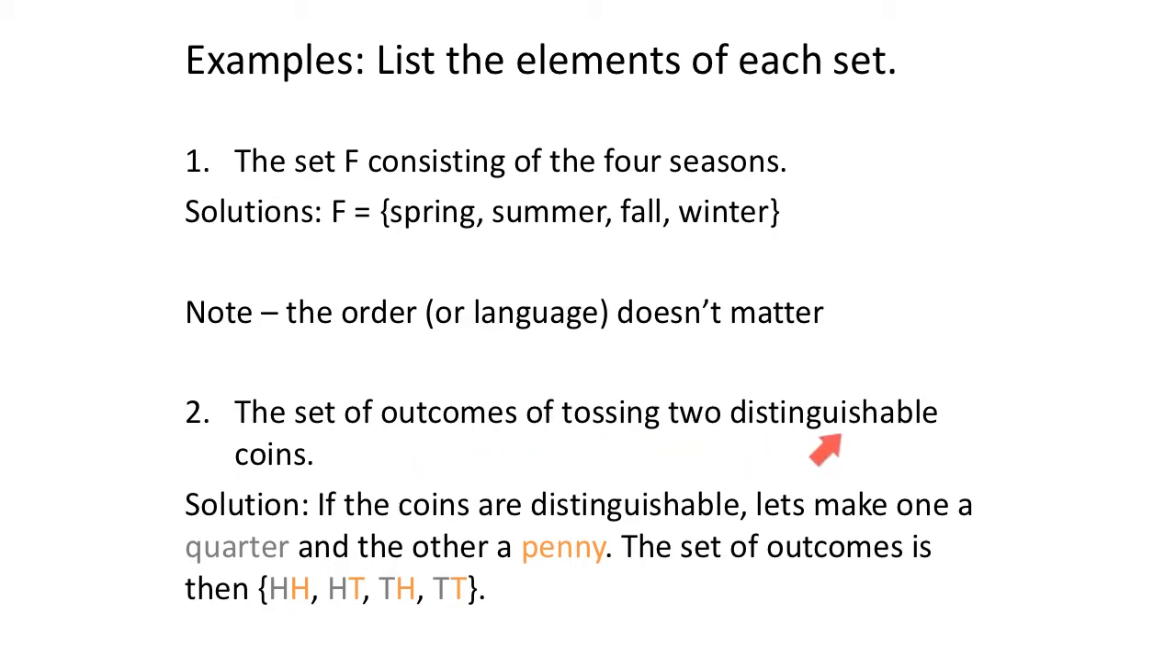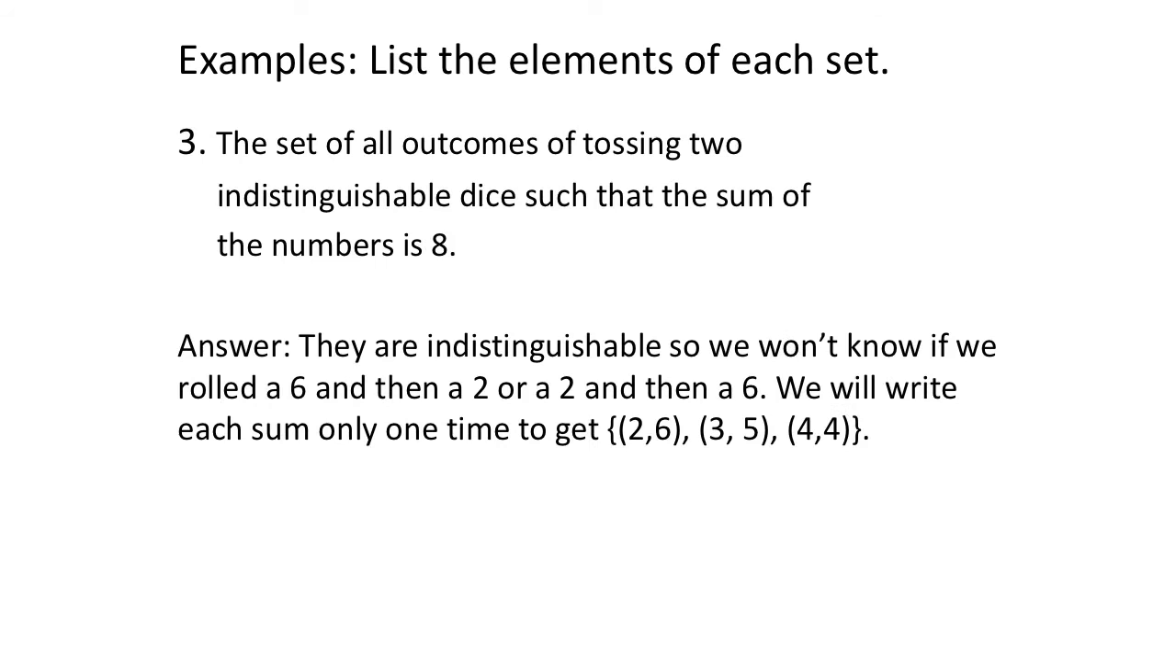Set of outcomes of tossing 2 distinguishable coins. If the coins are distinguishable, let's make them specific here. We'll have a quarter in gray and a penny in a copper color. Then the outcomes are quarter heads, penny heads; quarter heads, penny tails; quarter tails, penny heads; and quarter tails, penny tails. All right, 4 different options if the coins are distinguishable.